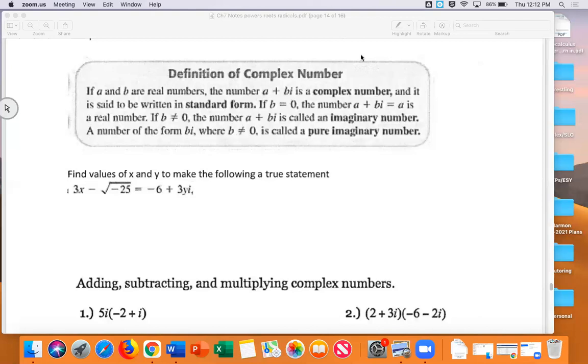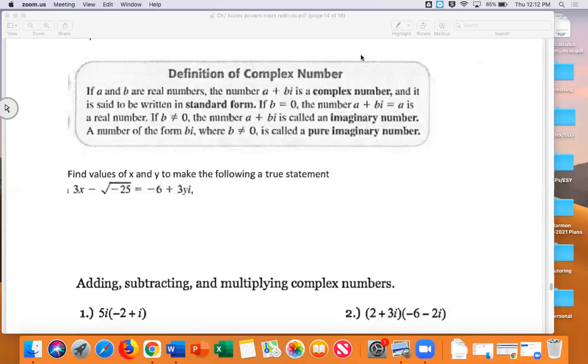Now on your web assignment, it's going to give you something and ask what the real part is and what the imaginary part is. And it's pretty simple. The real part is the part without an i, and the imaginary part is the part with the i. Make sense? So up here it says find the values of x and y to make the following statement true.